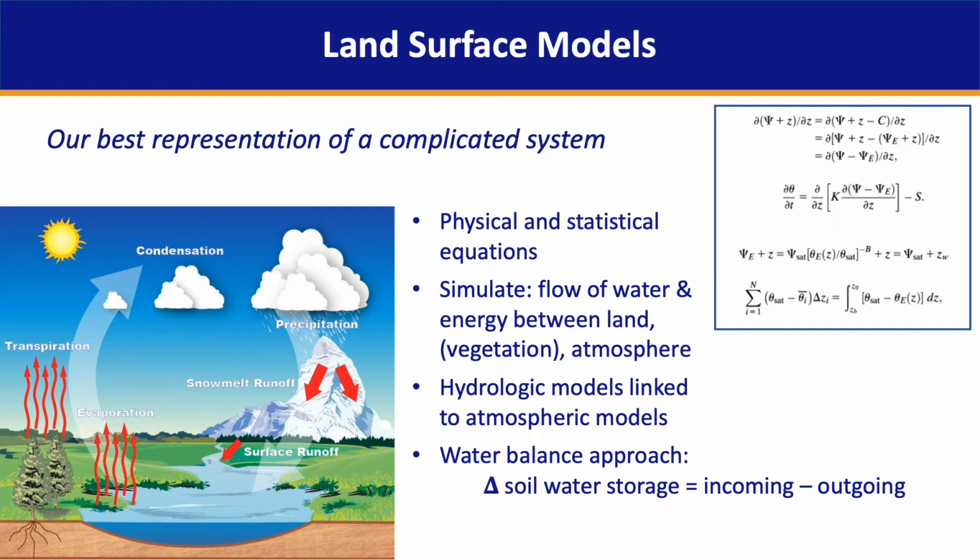And those equations are used to simulate the flow of water and energy between the land, vegetation in many cases, and atmosphere. And as part of these land surface models, there tend to be two components: the hydrological model that would be linked to atmospheric models to get that full circle of water movement. The water balance approach is what's focused on here. We are looking at the change in soil water storage that's a result of incoming fluxes such as precipitation minus outgoing fluxes, that would be evaporation, transpiration, movement to groundwater, etc.